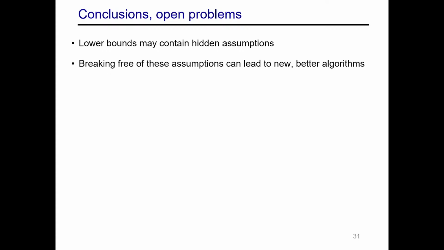Okay. So lower bounds: don't believe them. If you break free of some of the assumptions, then sometimes you can get better algorithms. But sometimes, as you'll see in Jim's talks, the lower bounds can actually lead you to better algorithms.